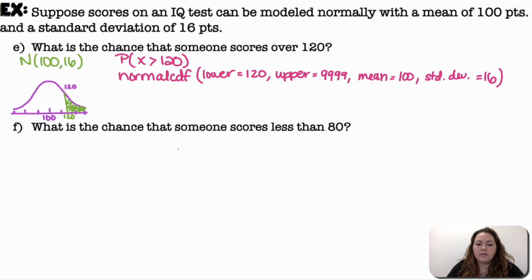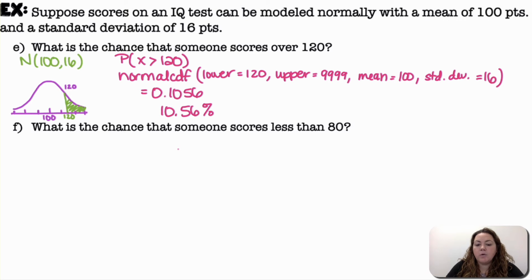So normal CDF, my lower bound would be 120. My upper bound would be positive infinity, which we can't type in, so we're going to put 99999. You can also do 1e to the 99 if you prefer that. The mean is 100, and the standard deviation is 16. That gives me 0.1056, or 10.56%.